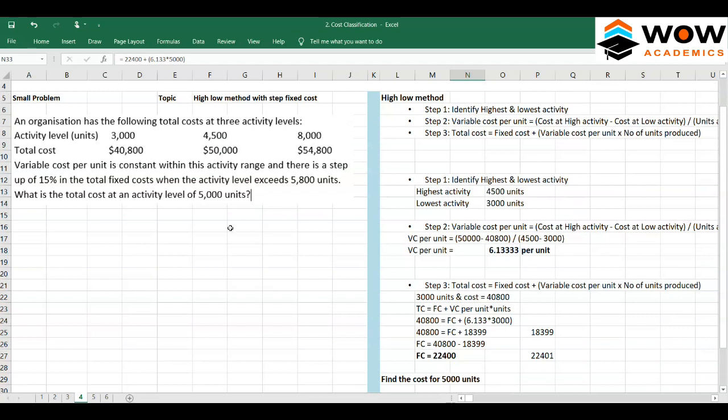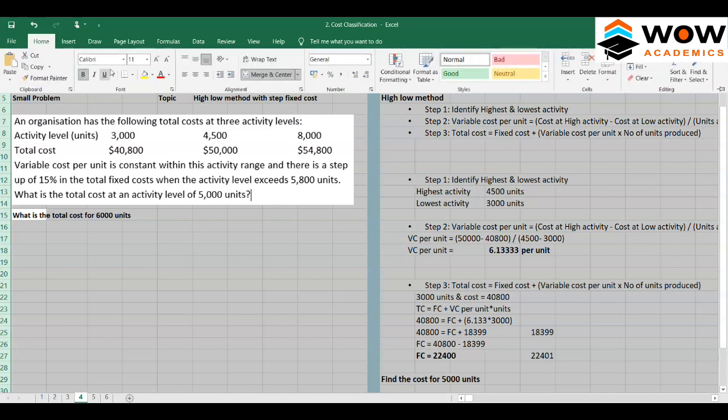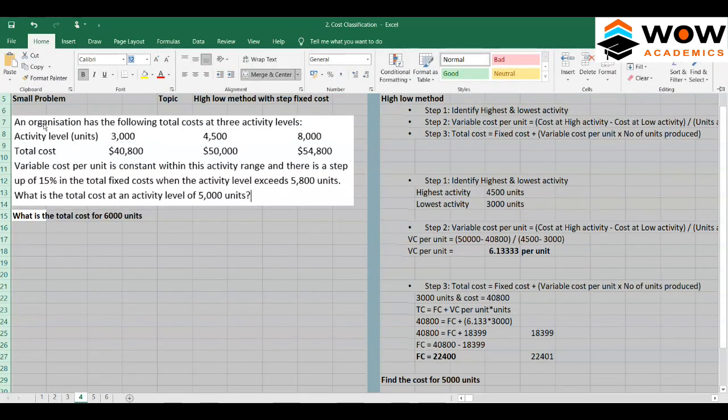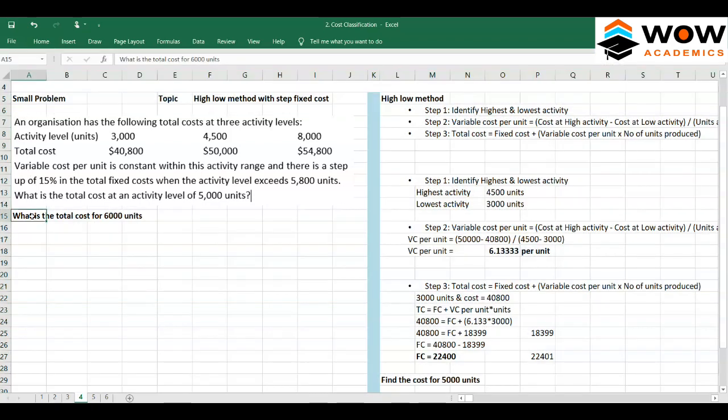But see, when the activity level exceeds 5800, then our fixed cost goes up by 15%. As we are finding only for 5000 units, we are not bothered about it. But what is the total cost for 6000 units? That we'll try to find out. So that is a kind of question. Now how do we solve this?